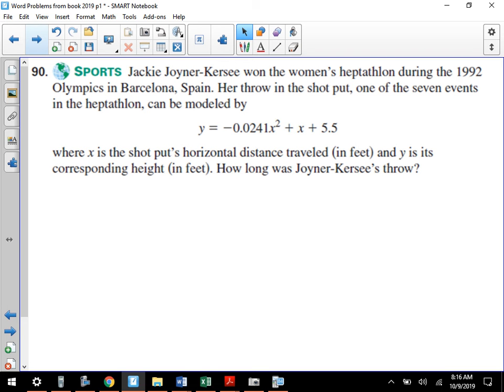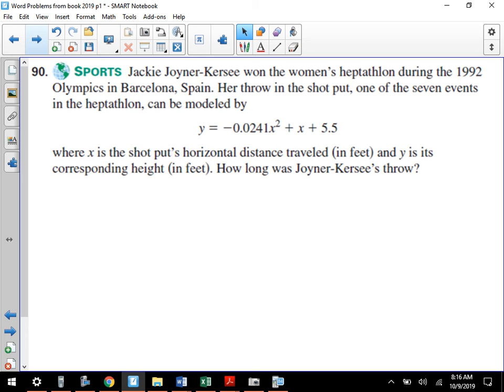Jackie Joyner-Kersee won the women's heptathlon in the '92 Olympics in Barcelona, Spain. Her throw at the shot put, one of the 7 events in the heptathlon, can be modeled by the equation, where x is the shot put's horizontal distance traveled in feet and y is the corresponding height in feet. How long was her throw? So, what does the 5.5 represent?